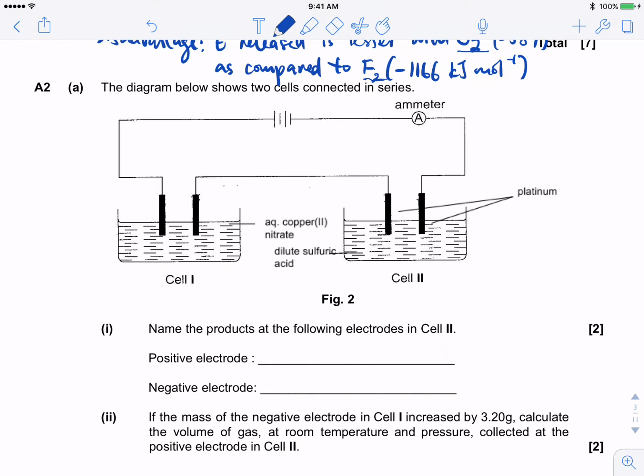Okay, next, A2, a common kind of question where there's two types of cell. Okay, one side we have platinum electrode, the other side they did not tell us what kind of electrode it is. Oh, they did, it's just that my diagram is wrong. Okay, copper.